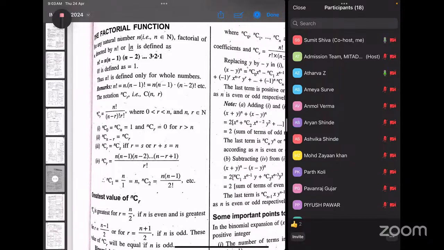Yes, sir. Okay, you have to remember the values of factorial till 10. 0 factorial is 1, 1 factorial is 1, 2 factorial is 2, 3 factorial is 6, 4 factorial is what? 4 factorial is 24. Similarly, 5 factorial, 120 and so on.